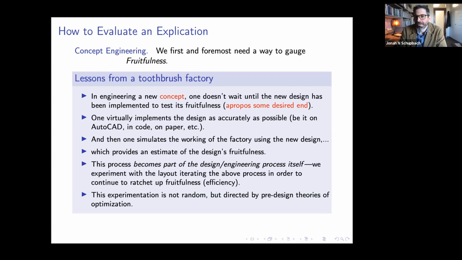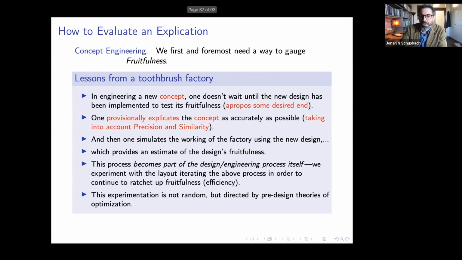We're talking about fruitfulness apropos some desired end. So in order to come up with a means of testing the fruitfulness of a concept, you provisionally explicate the concept as accurately as possible. And notice by accurately, I do, in part at least, mean taking into account considerations of similarity. That's part of what will inform, instead of doing this blindly, which directions to potentially alter concepts in or change concepts or introduce new concepts that you think are worthy of being tested in terms of their potential fruitfulness.